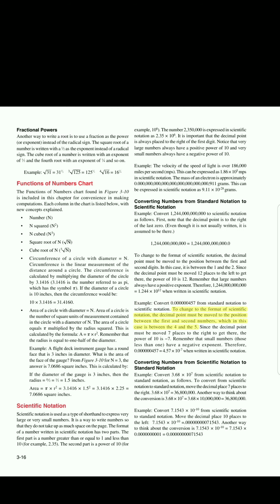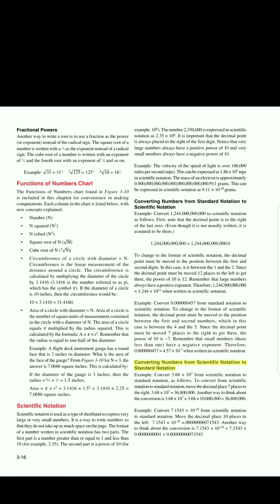To change to the format of scientific notation, the decimal point must be moved to the position between the first and second numbers, which in this case is between the 4 and the 5. Since the decimal point must be moved 7 places to the right to get there, the power of 10 is minus 7. Remember that small numbers, those less than 1, have a negative exponent. Therefore, 0.000000457 equals 4.57 times 10^-7 when written in scientific notation.